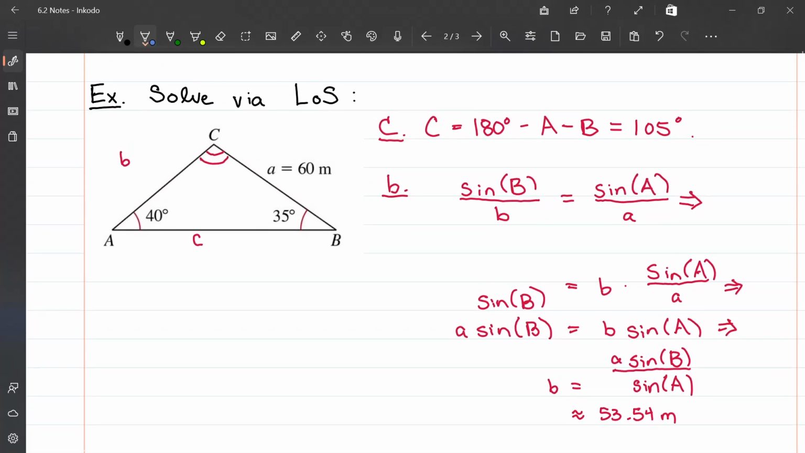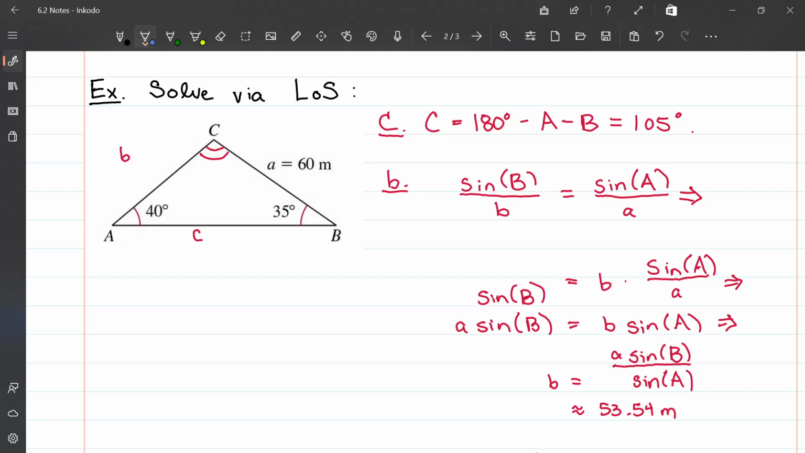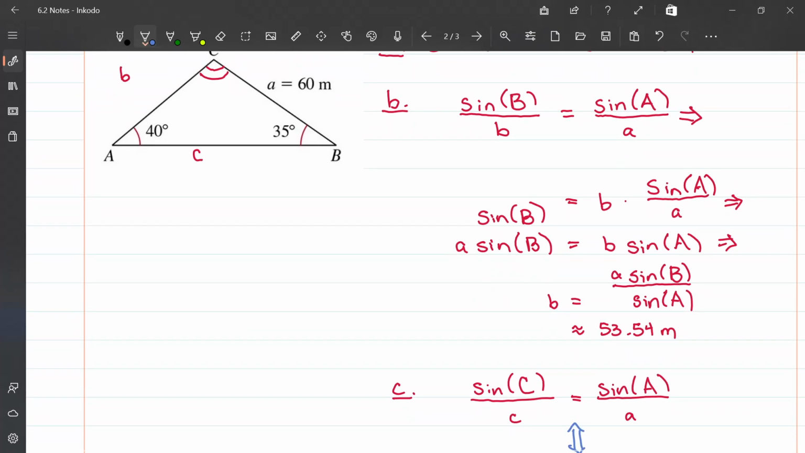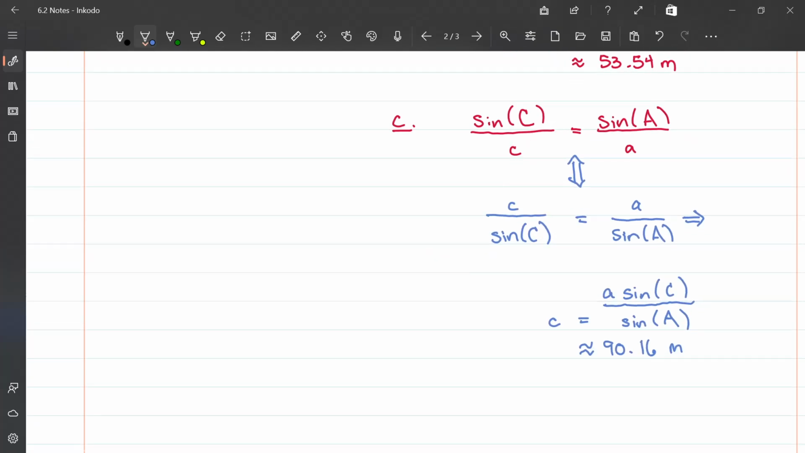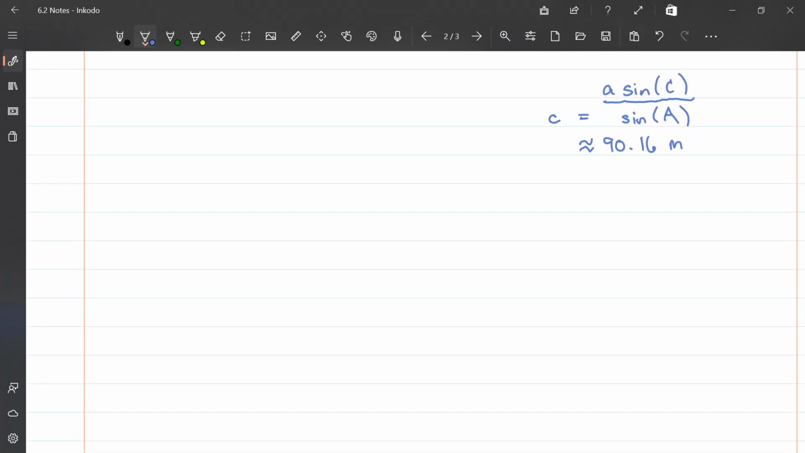All right, let's backtrack. Did we find out what big C was? Yes. Did we find out little b? Yes. Did we find out little c? Yes. So that would make this triangle solved. Cha-ching. All right, that was a nice AAS triangle. Let's go ahead and do now an ASA triangle.